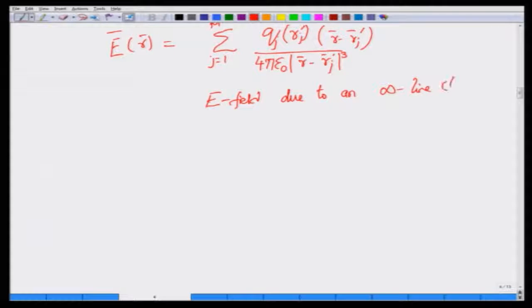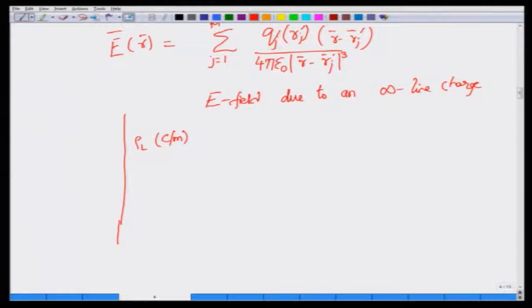I have an infinite line charge, which simply means that there is a line charge of density rho L, measured in coulombs per meter, located on a very narrow or very thin wire-like distribution, and this wire extends all the way from minus infinity to plus infinity. So, this line charge extends all the way from minus infinity to plus infinity.